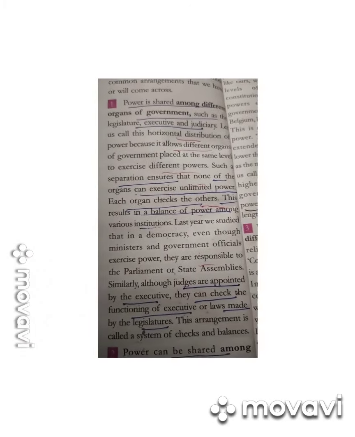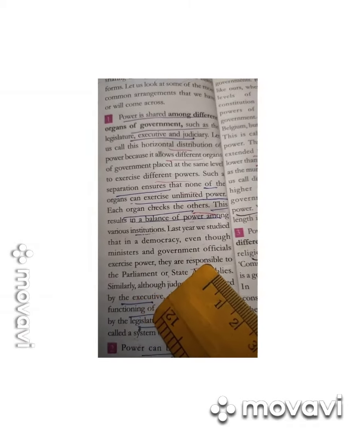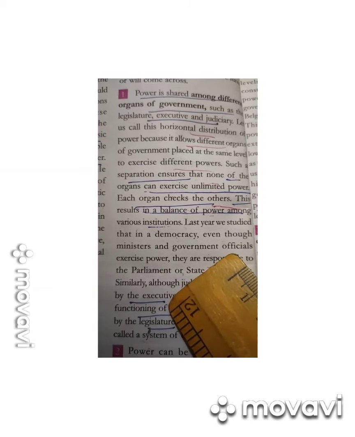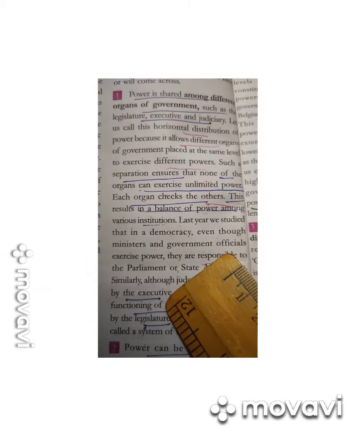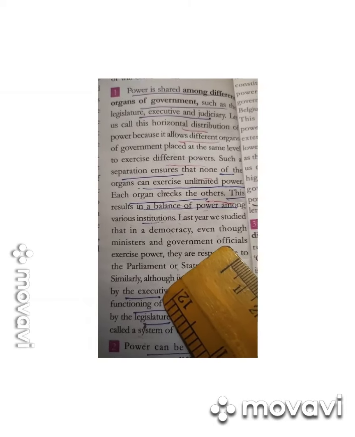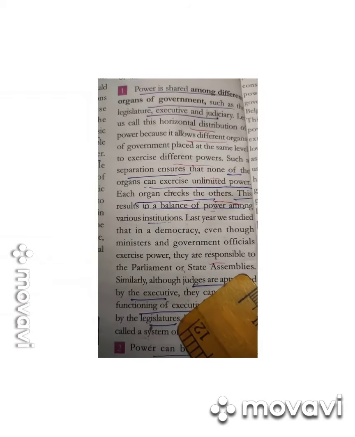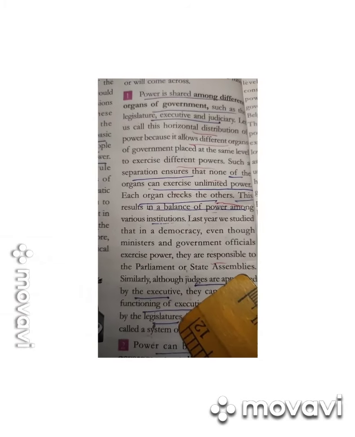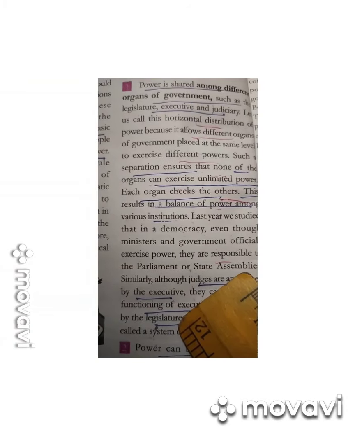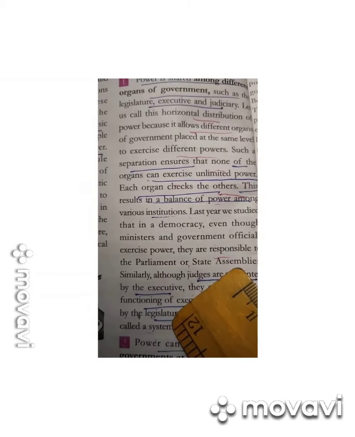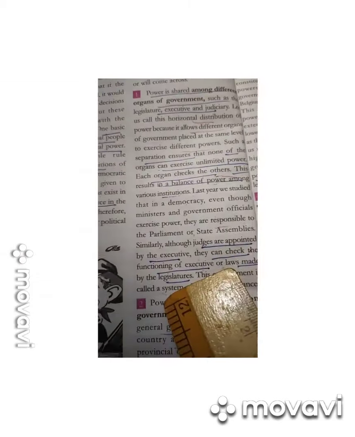So the power is shared among the three pillars of the government, the legislative, executive and judiciary. That is known as horizontal power sharing. We know that the legislative forms the law, the executive executes the law, and the judiciary resolves the conflicts that occur between them. So this form of power sharing ensures that none of the organs of the government gets unlimited power.